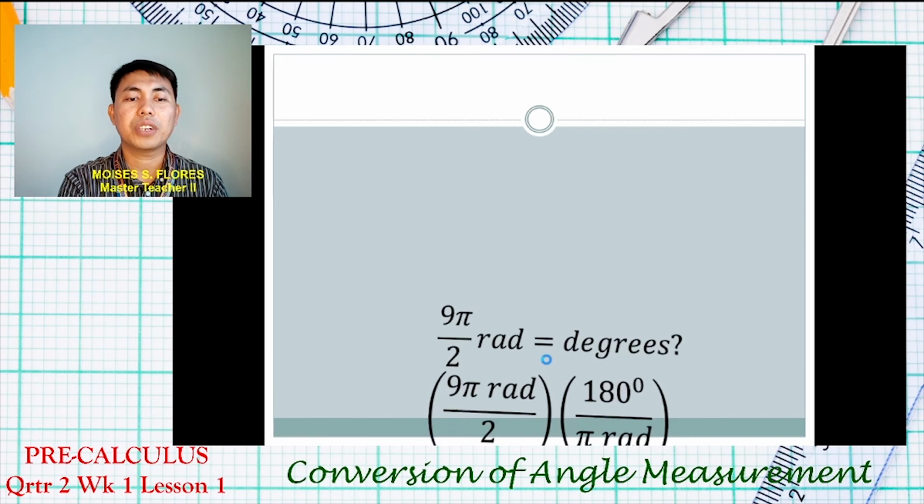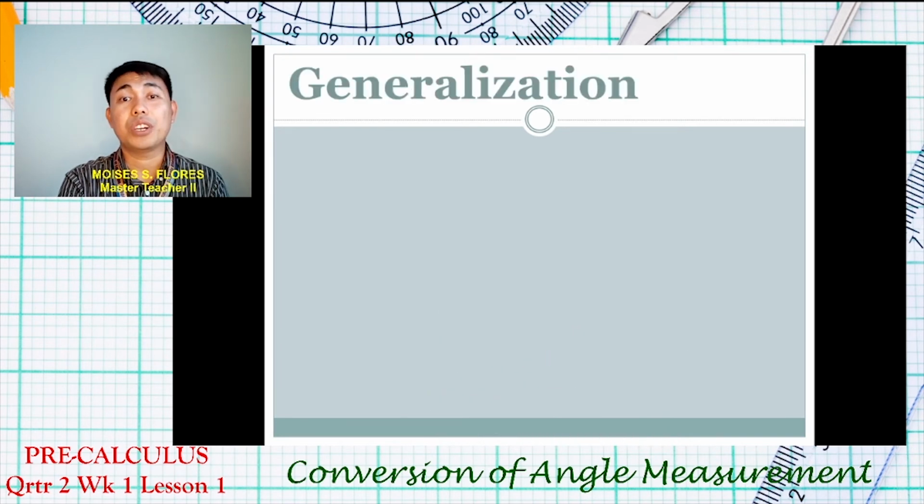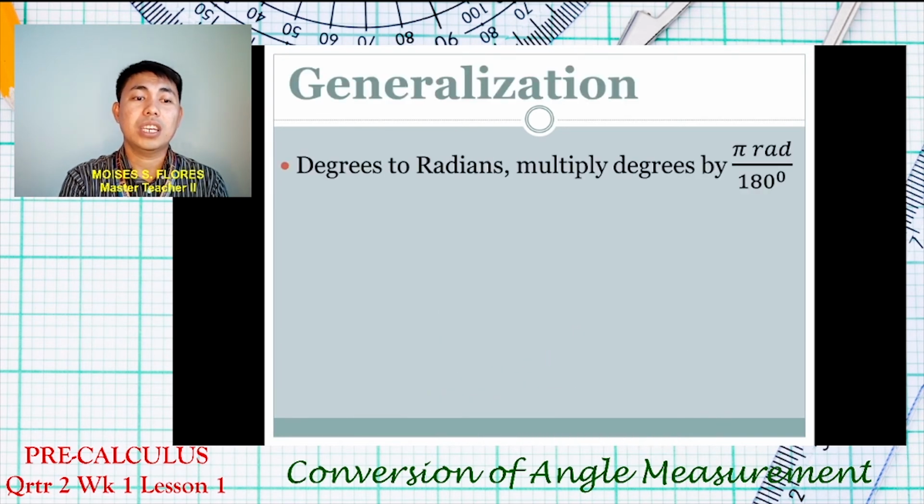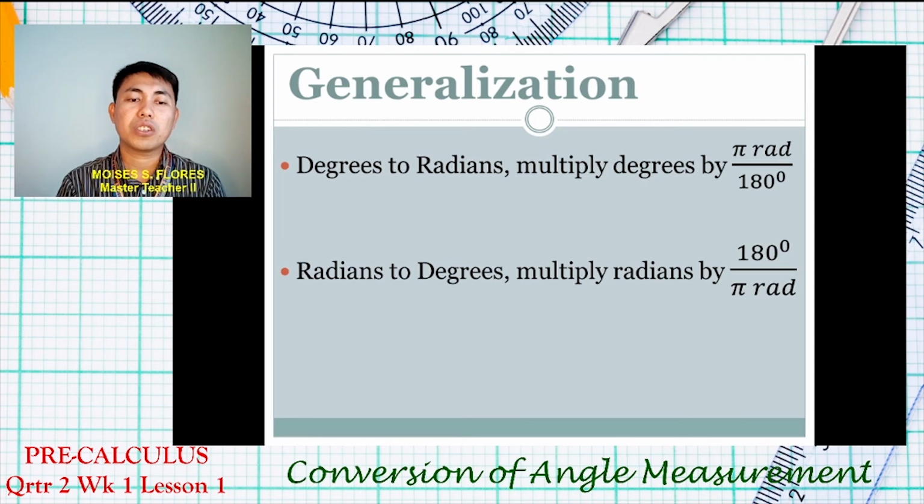Again, do not forget guys, as we sum up our discussion today, which is to convert degrees to radians, we are going to multiply by pi radian all over 180 degrees. On the other hand, once the given unit of measurement is in radian and you're going to convert that to degrees, multiply the given radians by 180 degrees all over pi radian.